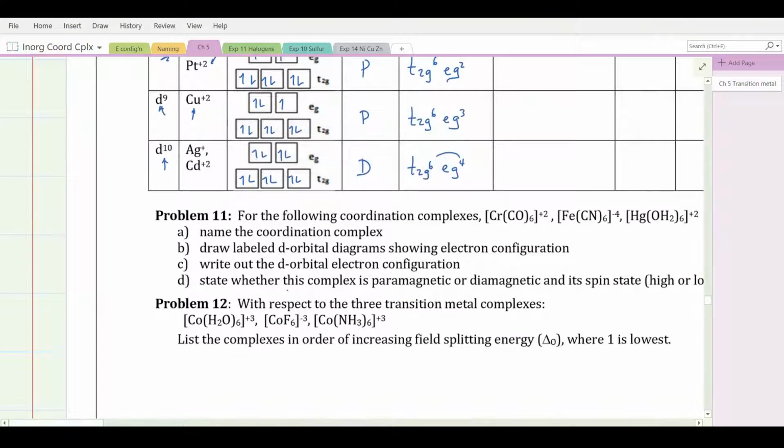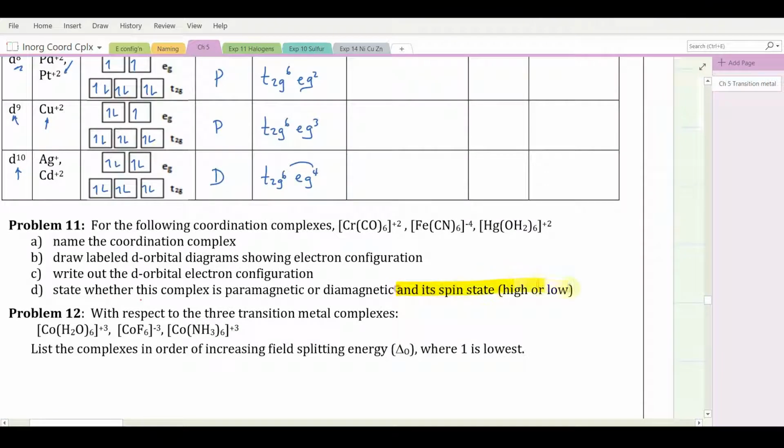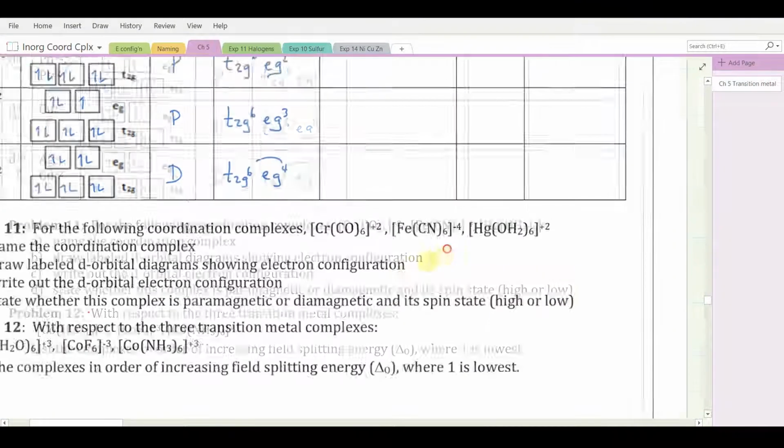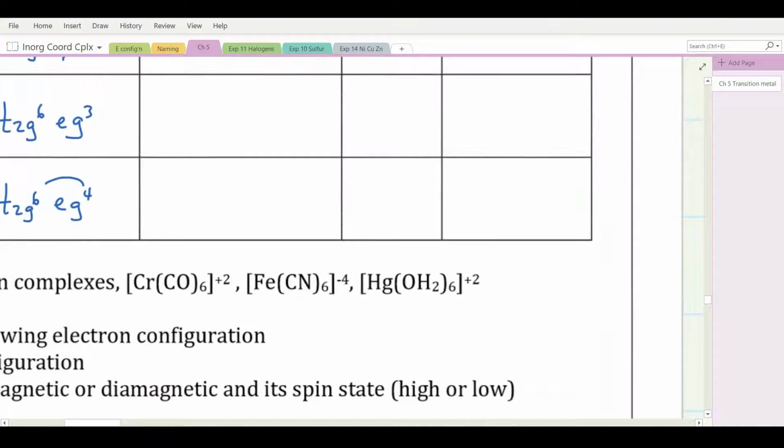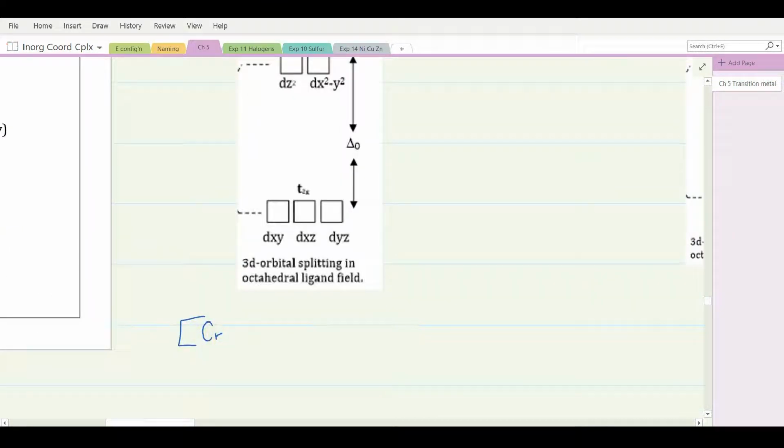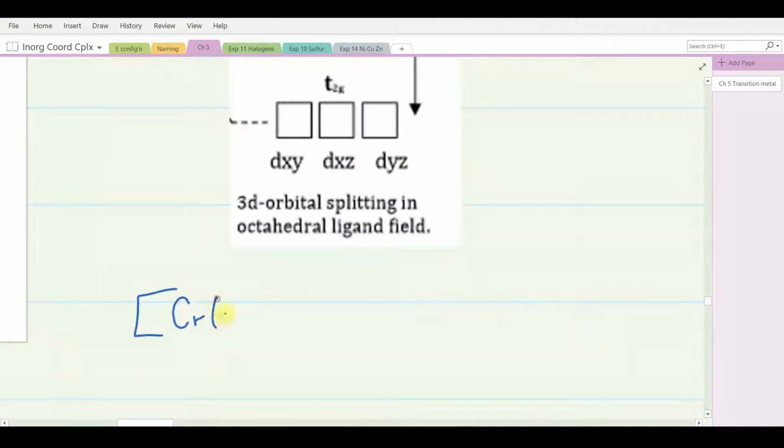Let's try problem 11. For the following coordination complexes, name the coordination complex, draw a labeled d orbital diagram showing electron configuration, write out the d orbital electron configuration, state whether it is paramagnetic or diamagnetic, and its spin state as being high or low. First one here, Cr(CO) taken 6 times, plus 2.